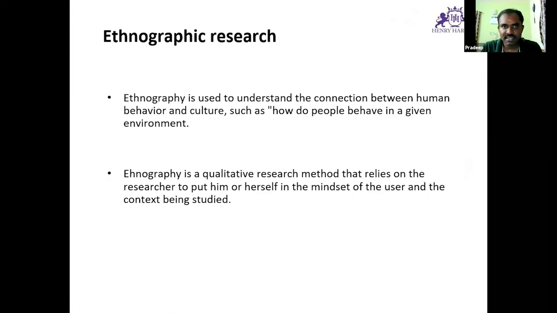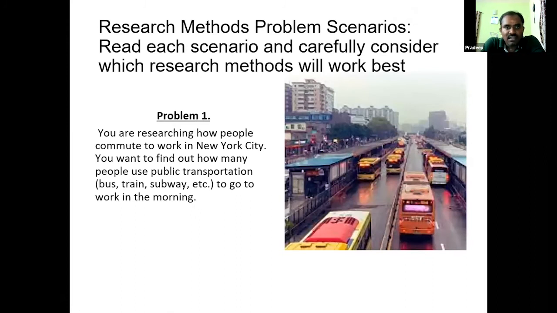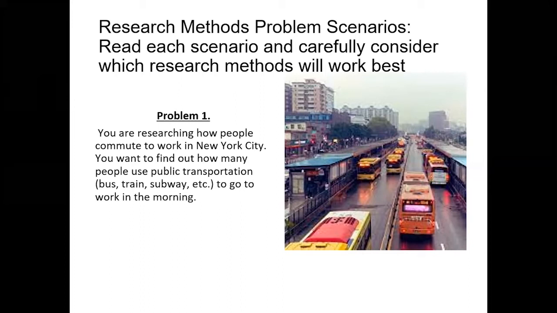Now there is a problem statement for you. Can you read this problem statement? What you have to do is understand it and tell me what kind of research we need to select. This talks about how many people commute to work in New York City. You need to find out how many people use public transportation, whether it is a bus, train, or subway. Quantitative research. Whether we should use primary research or secondary research? You can have primary and secondary both.